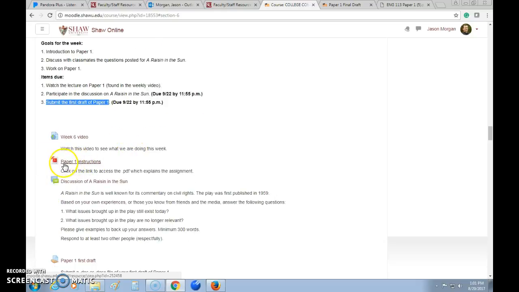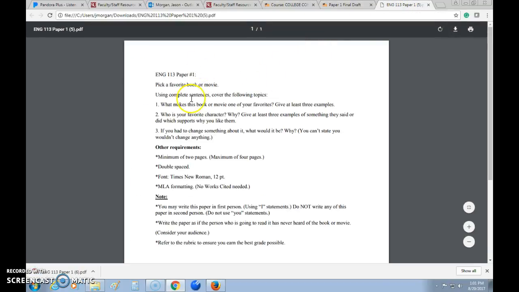So paper 1 is found right here. If you click paper 1, it'll download the directions for paper 1. Okay, so let's take a look at those. This is paper 1. So pretty straightforward. You get to pick a favorite book of yours or a movie, and then using complete sentences, you're going to cover the following topics.